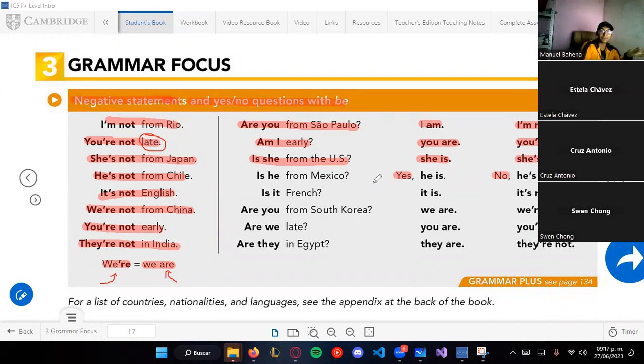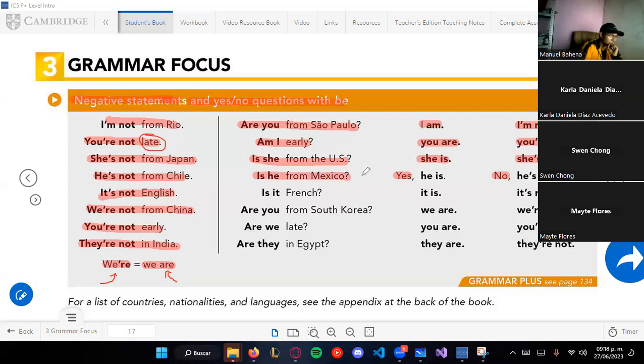What does this mean? ¿Qué significa esta? Ella es de los Estados Unidos. Yes, she is. Sí, ella es. Sí, ella lo es. No, she's not. No, ella no lo es. Exactly. Next one, number four.